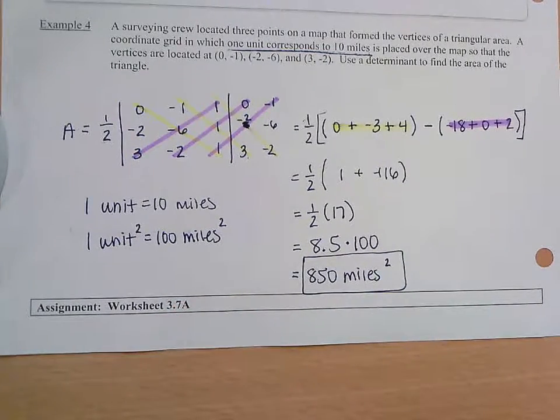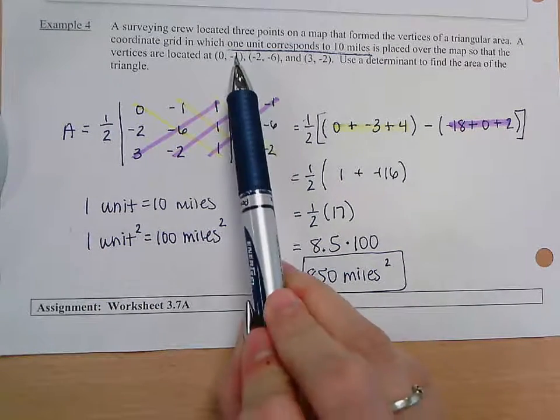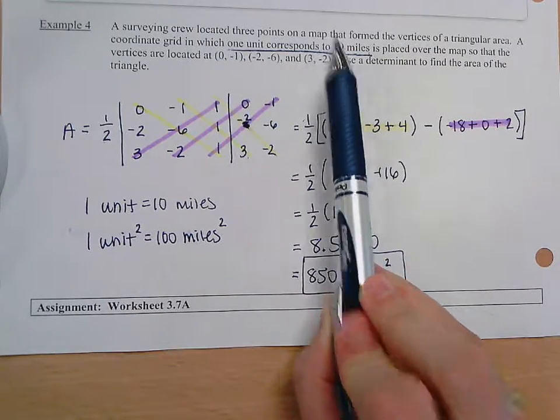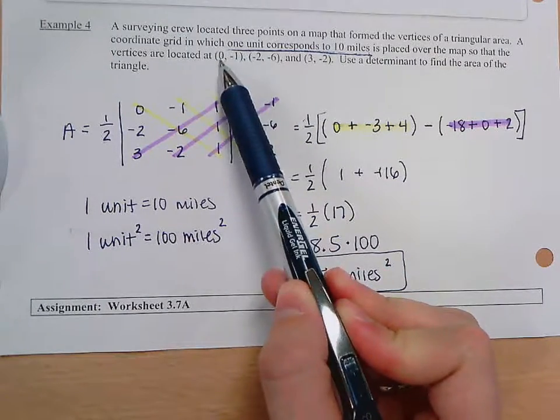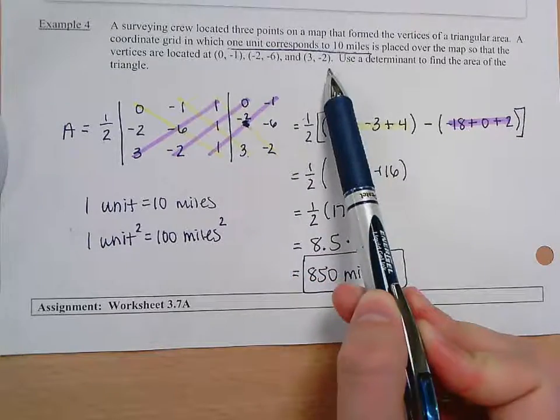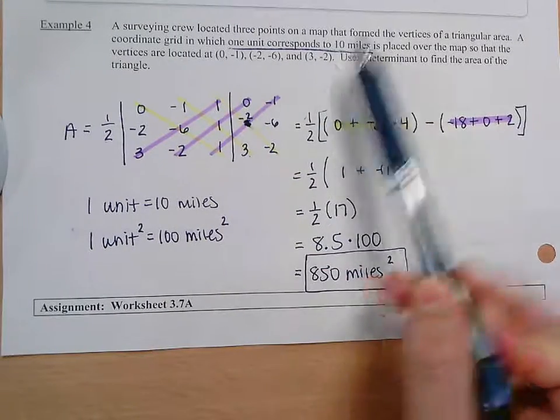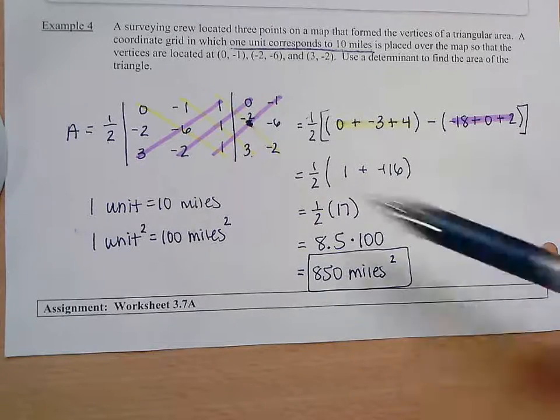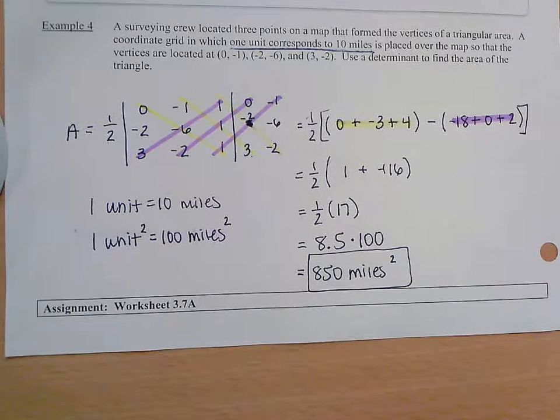What I could have done, and again, I purposely skipped over it when I went through it. What I could have done is if I know 1 unit corresponds to 10 miles, I could have multiplied each of my coordinates by 10 right away, and then I would have gotten the 850 right away. So a couple ways you can work through that if you are given a unit of measure like that.